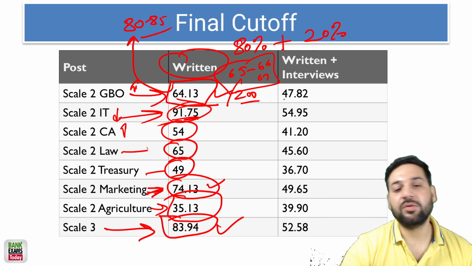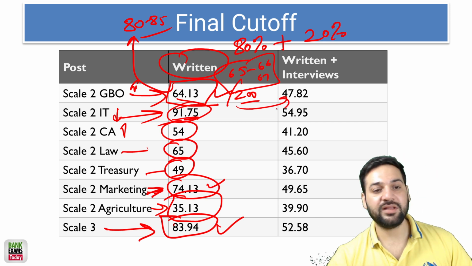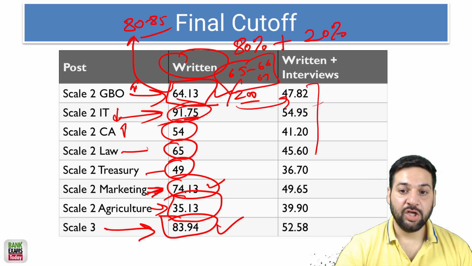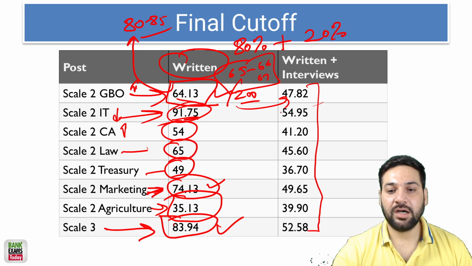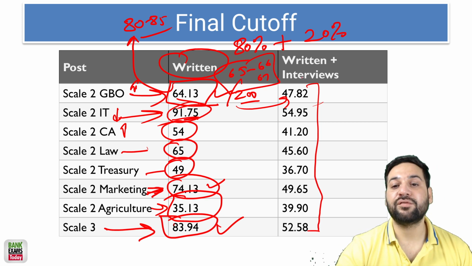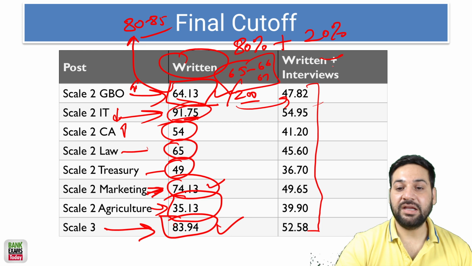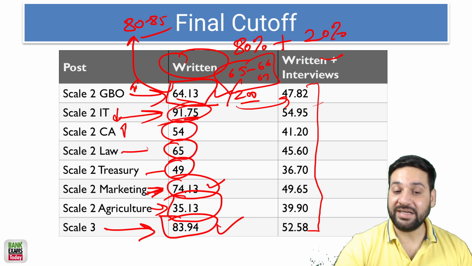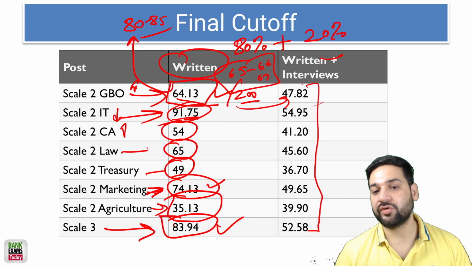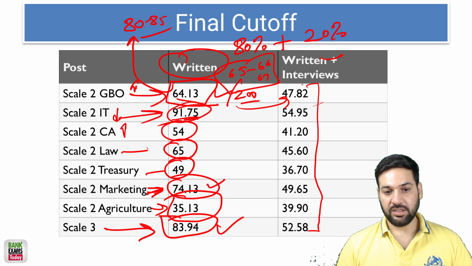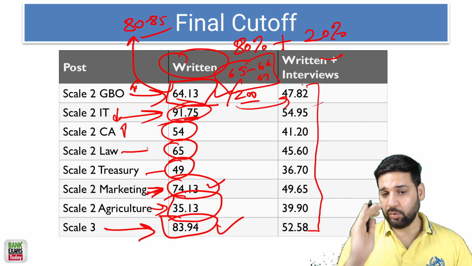And then if you score good marks in the interviews, then obviously there is a high probability of getting the selection. So this is the final cutoff, written plus interviews, for getting the final selection. You can give it a close look. So what you can do is an analysis.